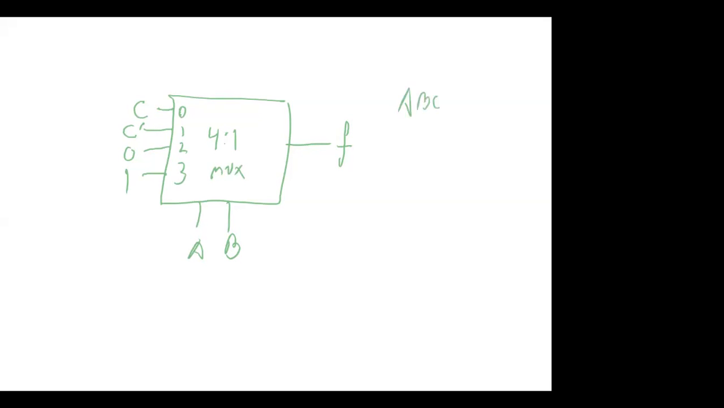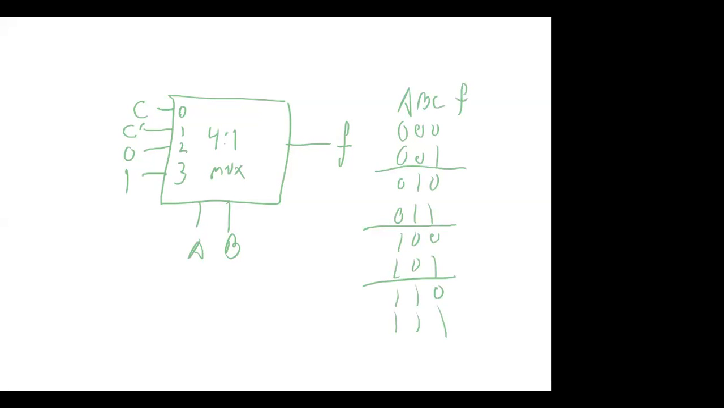A, B, C, 0, 0, 0, 0, 0, 1, 0, 0, 1, 1, 0, 0, 1, 0, 1, 1, 1, 0, 1, 1, 1. And I recommend grouping the truth table in 2s. Why on earth would you do that?